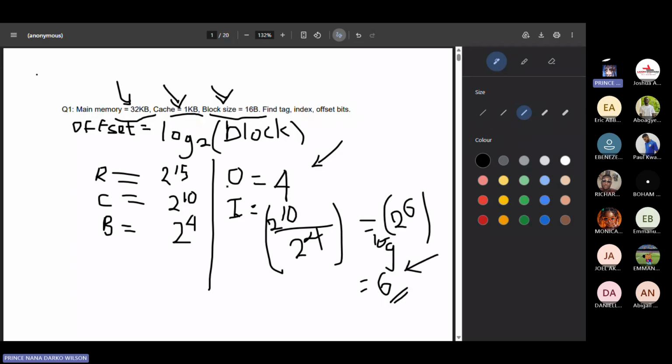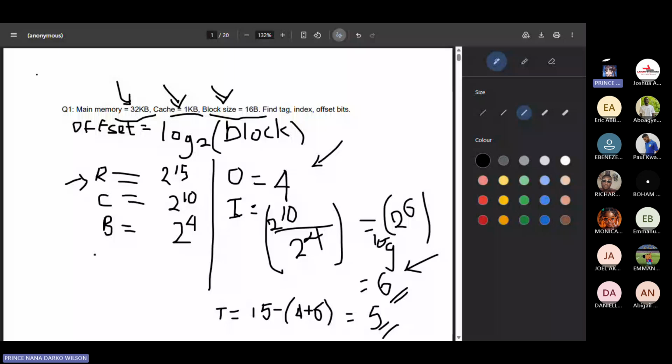So now all we need to do is find what's left, right? We need to find the remnant bits, and that will become our tag. So then the tag is going to be our total RAM size, which was 2 to the power 15, minus what we have taken out so far, which is our offset 4, and then 6. So that's 15 minus 10, and that just gives us 5.